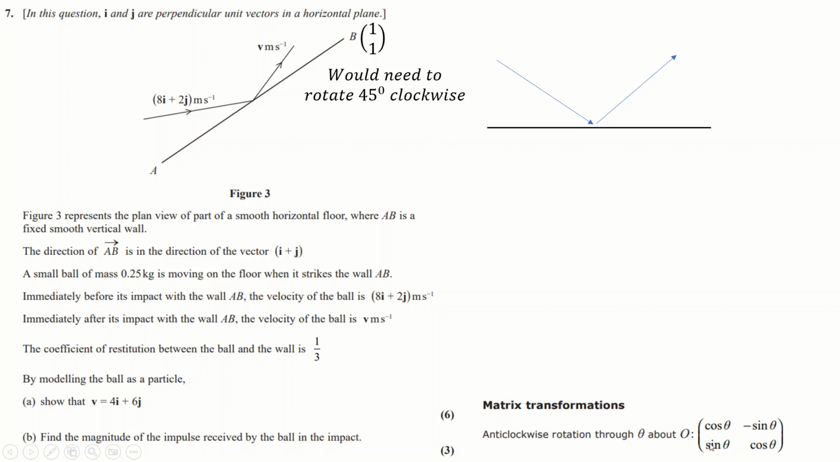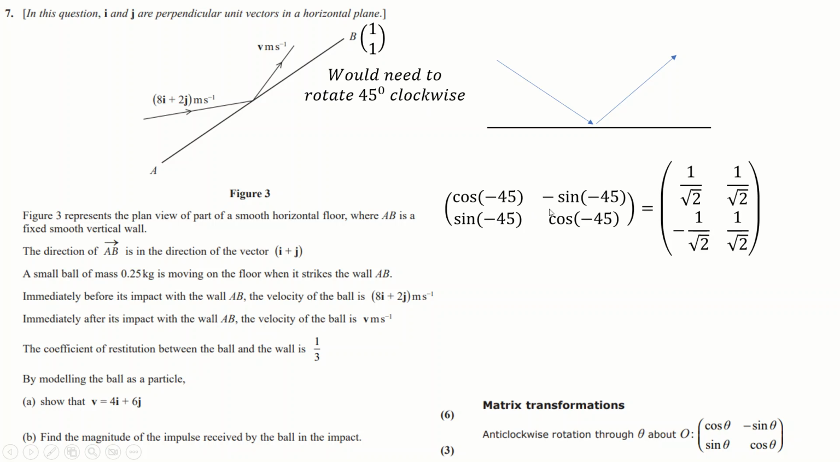Now the formula book gives you this matrix formula, which is really helpful. So I'm going to put minus 45. This is anti-clockwise, so I'm going to put minus 45 in here to make it go clockwise instead. I could put, of course, 135, whatever. Now that equals that if you type it in.